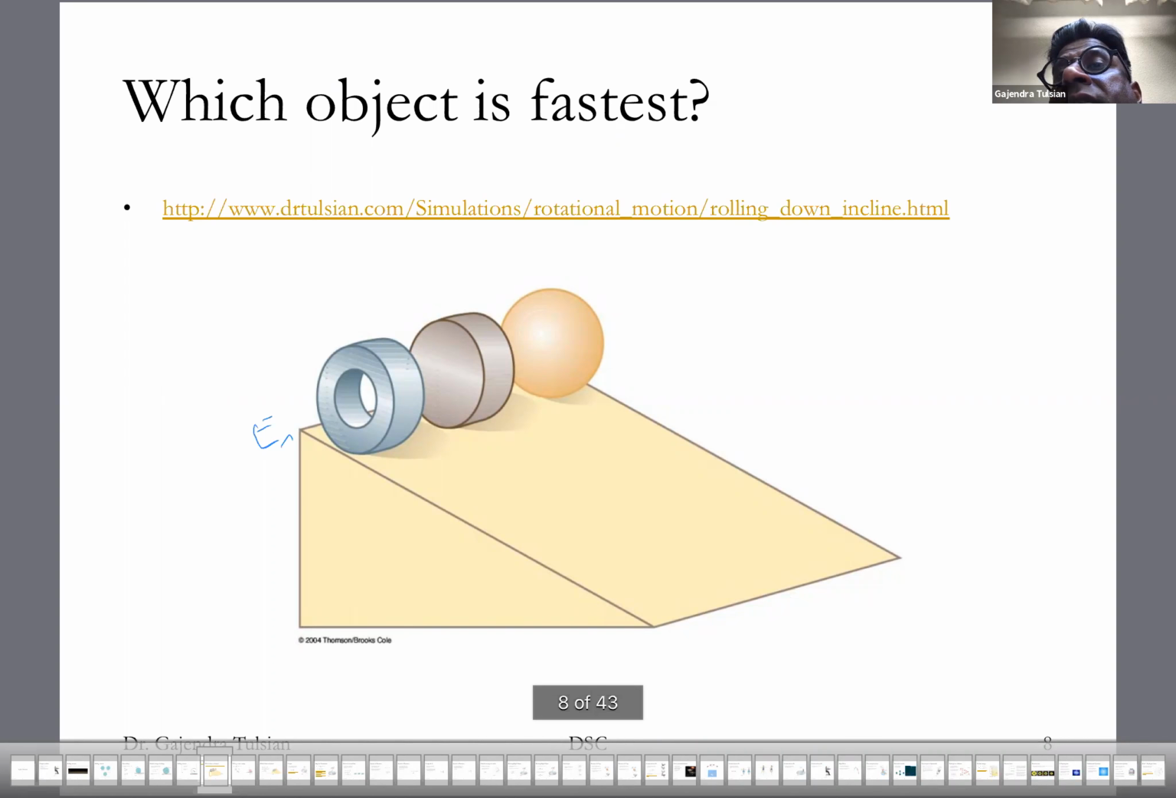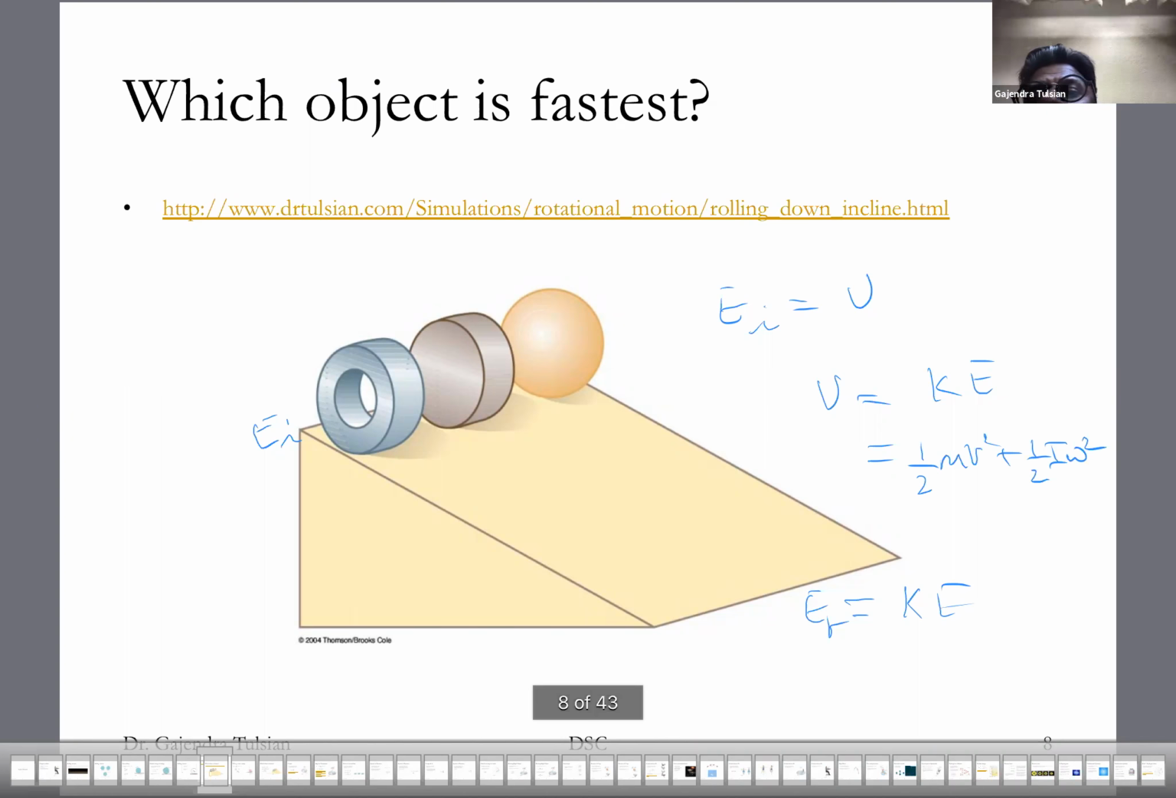Initial energy is just potential energy, and final energy is kinetic energy. Except that, as you saw, all these objects are rolling down, and the kinetic energy is the translational energy plus rotational energy. So essentially the problem is the following.